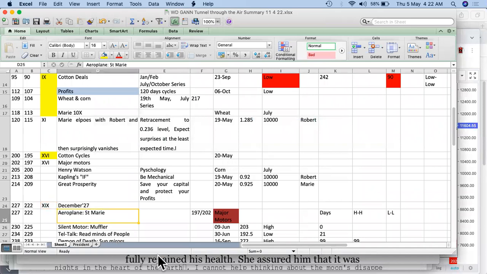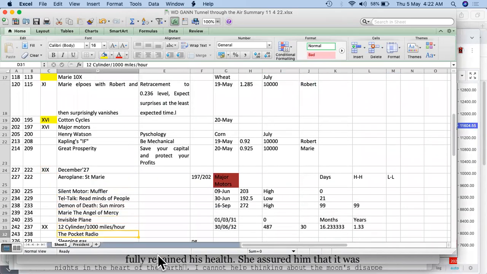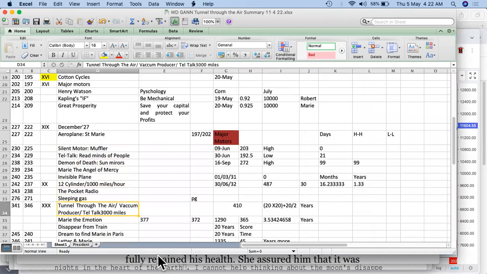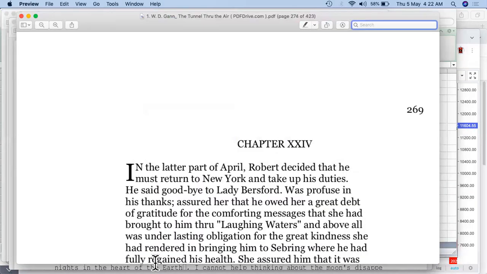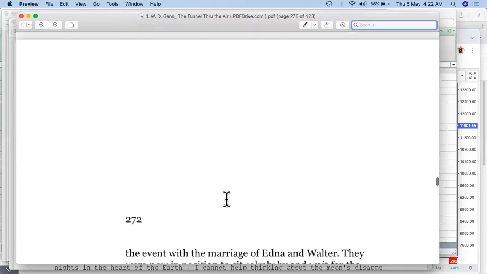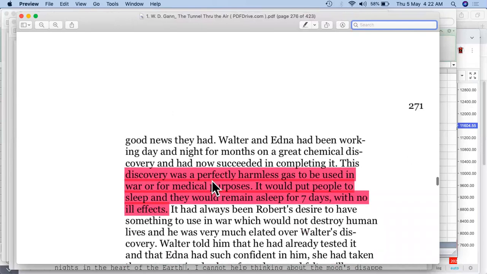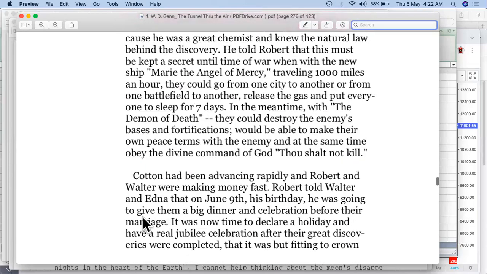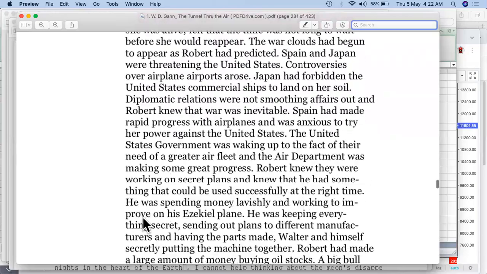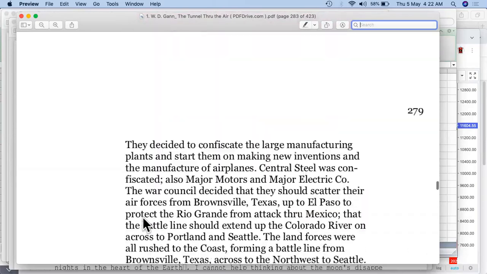Where have we covered? We have seen the airplane, all these things together, the radio pocket, the sleeping gas. And we come to page number 346. The discovery was a perfectly harmless gas to be used. So this is one of the gases they have prepared, and it would put people to sleep, and they would remain asleep for 7 days with no ill effects. This is one of the sleeping gases that they invented to be used during times of war.